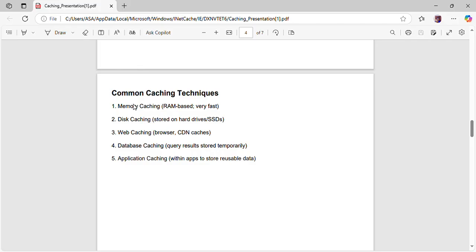Yes, we have application caching, within apps, which stores usable data. Application caching is most common on mobile phones. That is when, if you want to delete a used application, you may be asked to clear the app cache or keep some of the app cache. That's the reusable parts of that file.